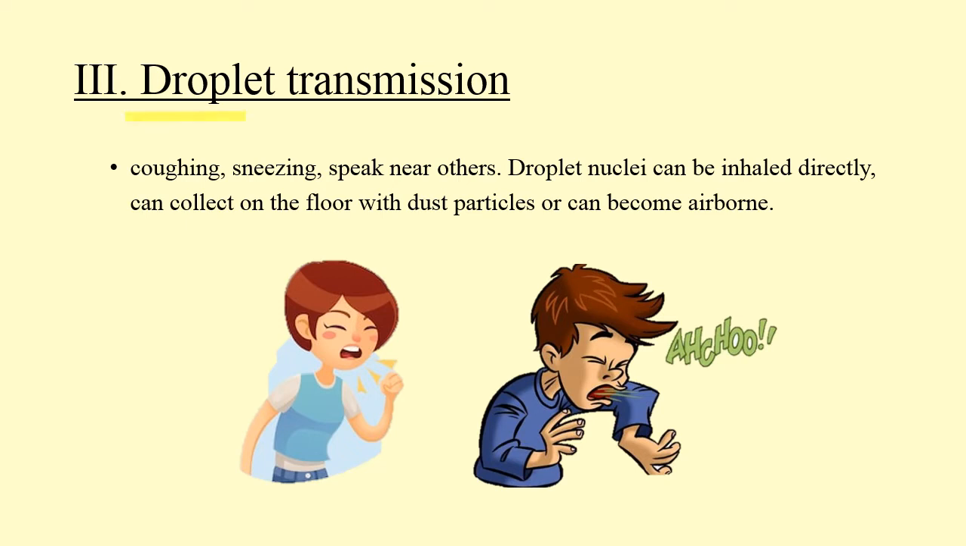Okay, the last one is droplet transmission. Droplet transmission happens via coughing, sneezing, or speaking near others. When an infected person coughs, sneezes, or speaks, he will generate droplet nuclei. Droplet nuclei are droplets containing bacteria or virus. They can be inhaled directly, collected on the floor with dust particles, or become airborne. So when a susceptible person comes into contact with these droplet nuclei, he might get the infection.